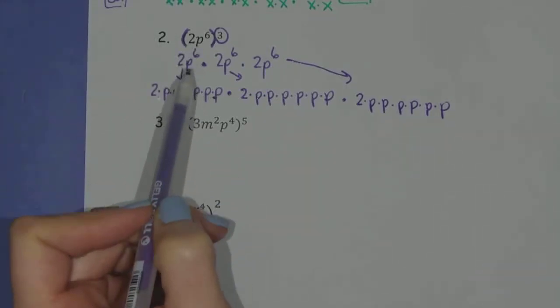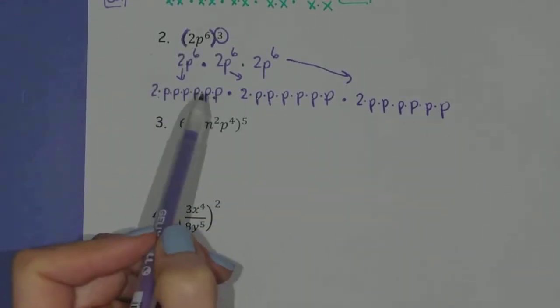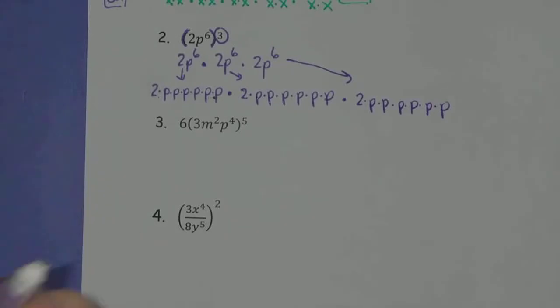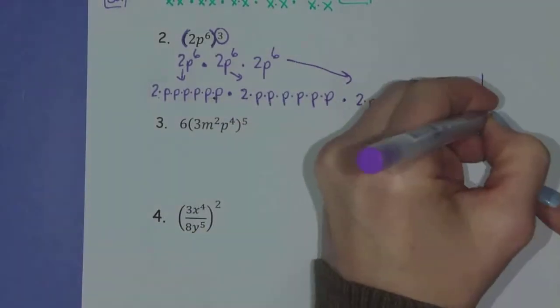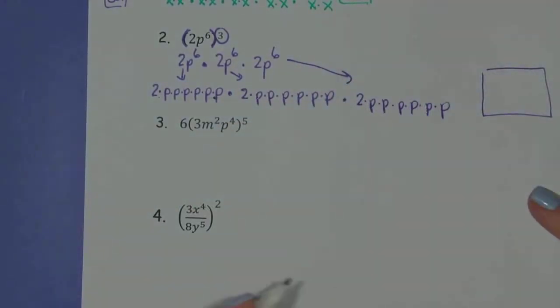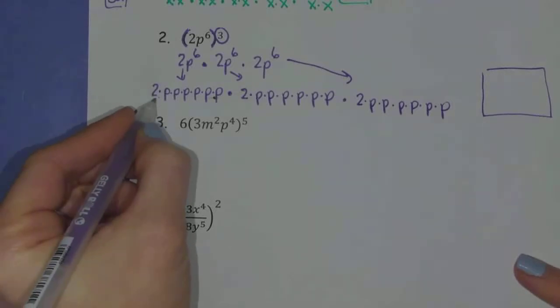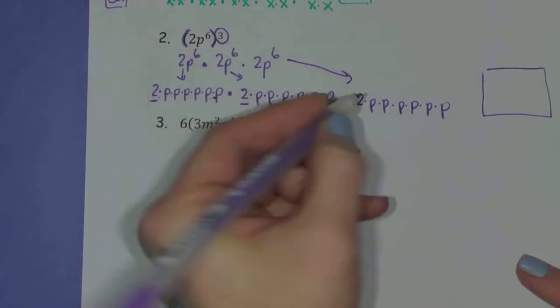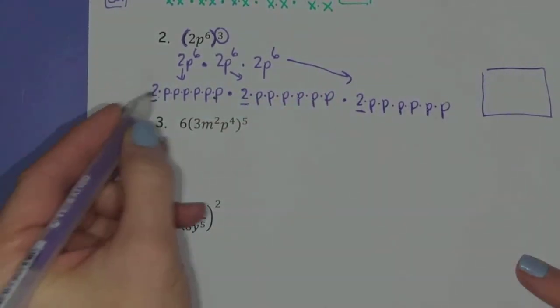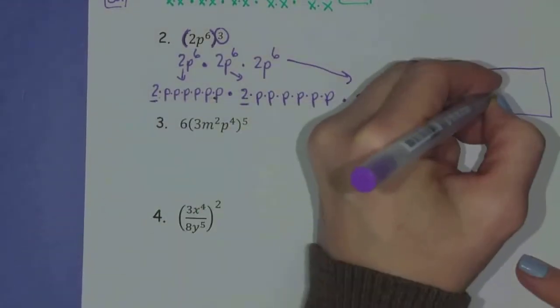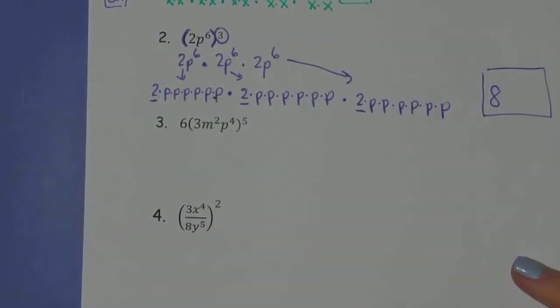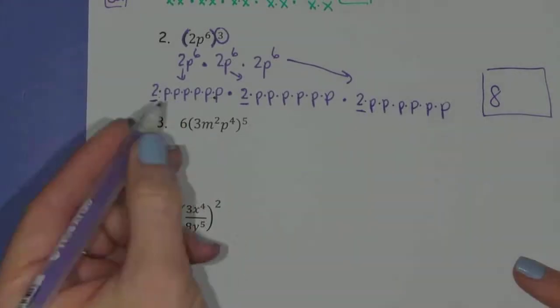So we broke it as far down as we could, and now we're going to build it back up to get our final answer. Okay, so let's do the math. We've got a 2 times a 2 times a 2. 2 times 2 is 4. 4 times 2 is 8. So I'm going to start out front with an 8. And now I'm going to count my p's.